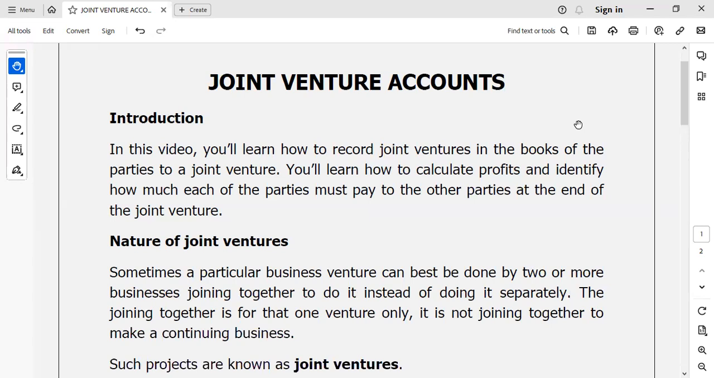Such projects, where we come together, pool our resources and start up something temporary, are known as a joint venture or joint ventures. Therefore, a joint venture is a form of partnership formed to undertake one particular transaction that will be mutually beneficial to the parties. That's the joint venture.